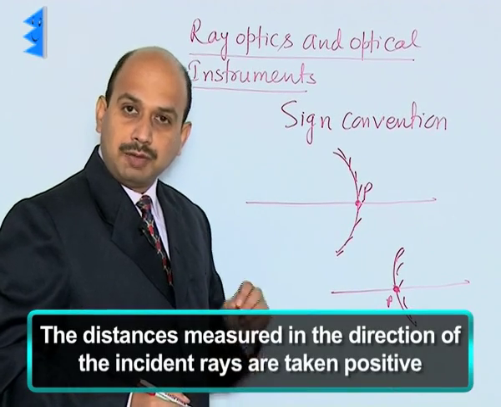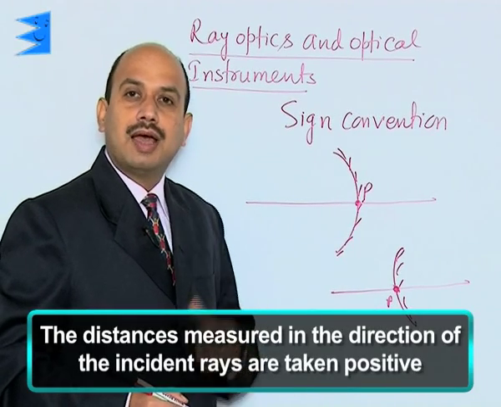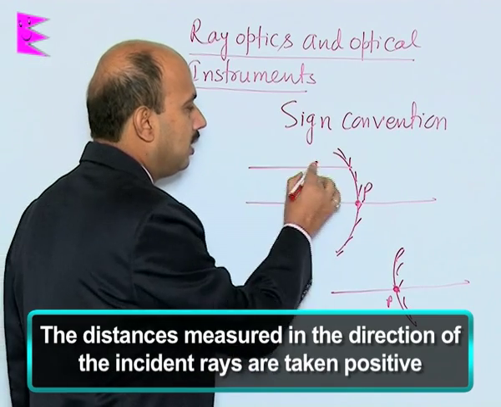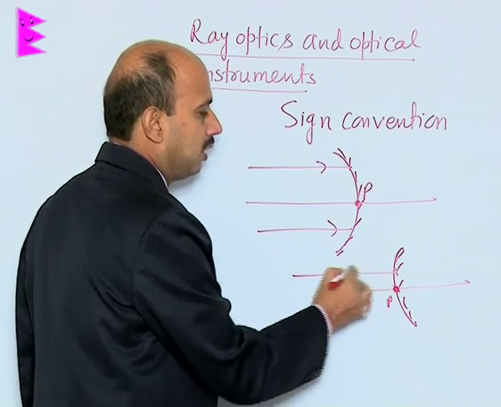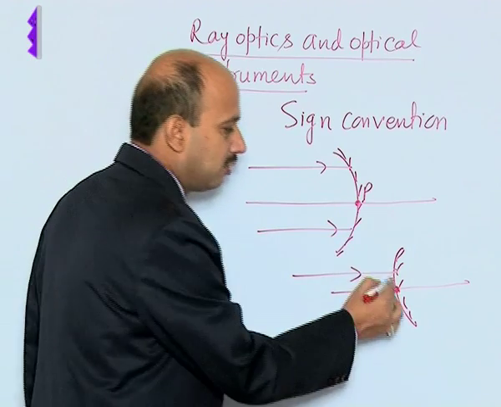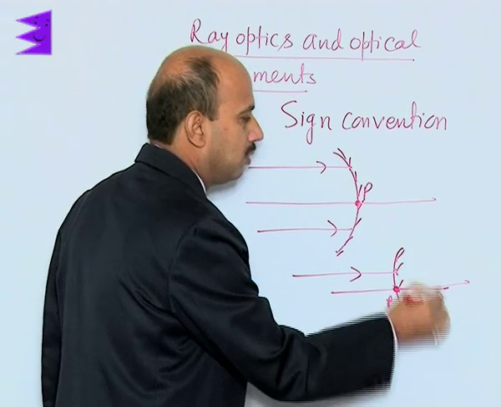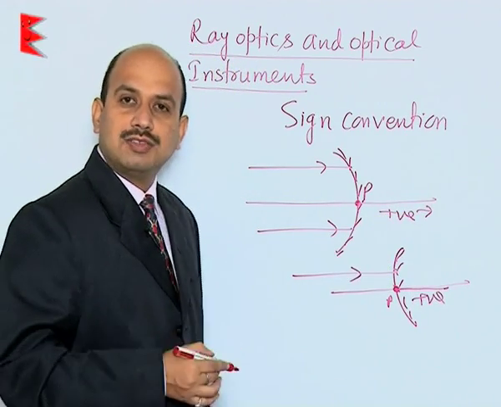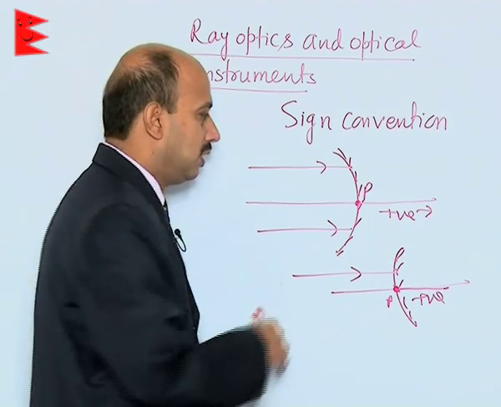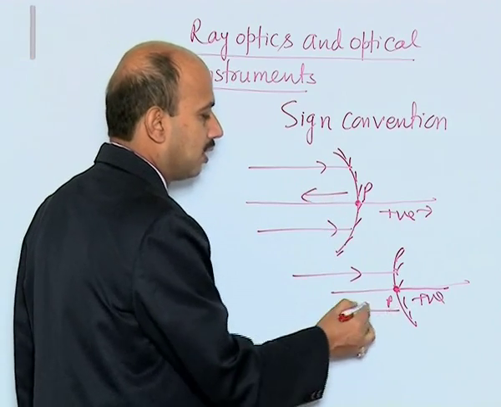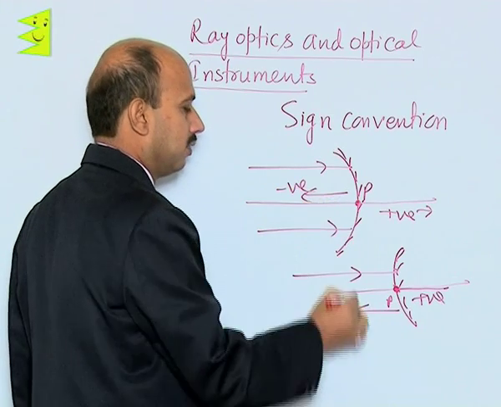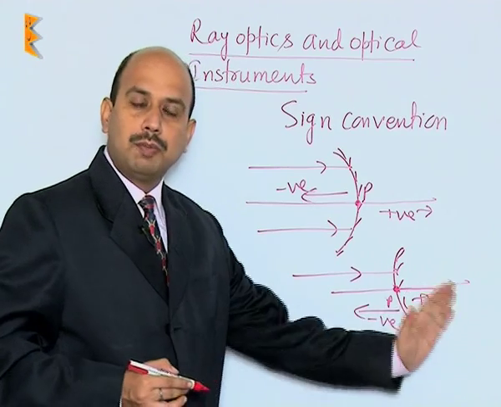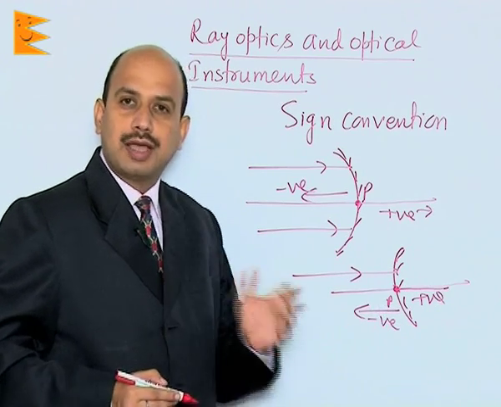The second point: the distances measured in the direction of the incident rays are taken as positive. Suppose incident rays are coming like this, all the distances measured in this direction are positive. Similarly, in this direction it is positive, and all the distances measured opposite to the incident rays, on this side and this side, are taken as negative. So the pole is considered as the origin, right of the pole is positive and left of the pole is negative.